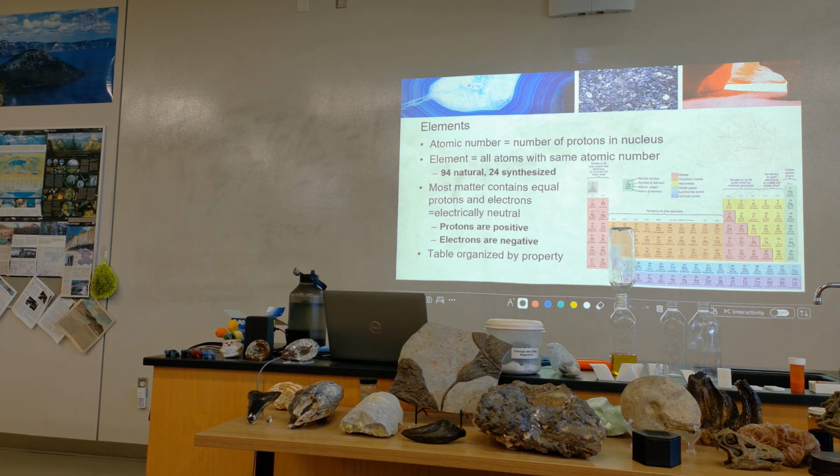Atoms have a couple of distinct characteristics. First one is an atomic number. The atomic number is the number on this periodic table. It is the number in the upper right here. Okay? Who can tell me what the atomic number represents?